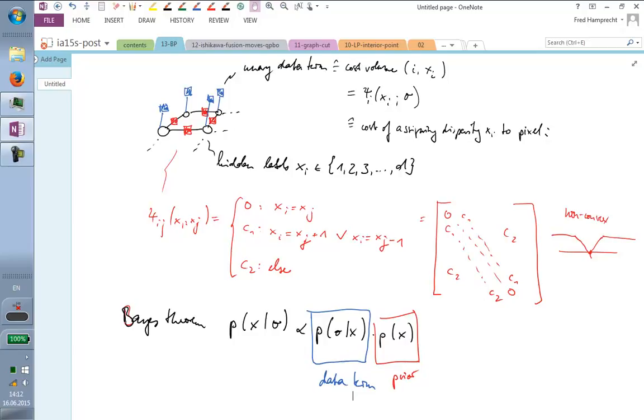You had a question. Is that a what? The first probability. That's a proportional, not an alpha. The thing here? Yeah, proportional.